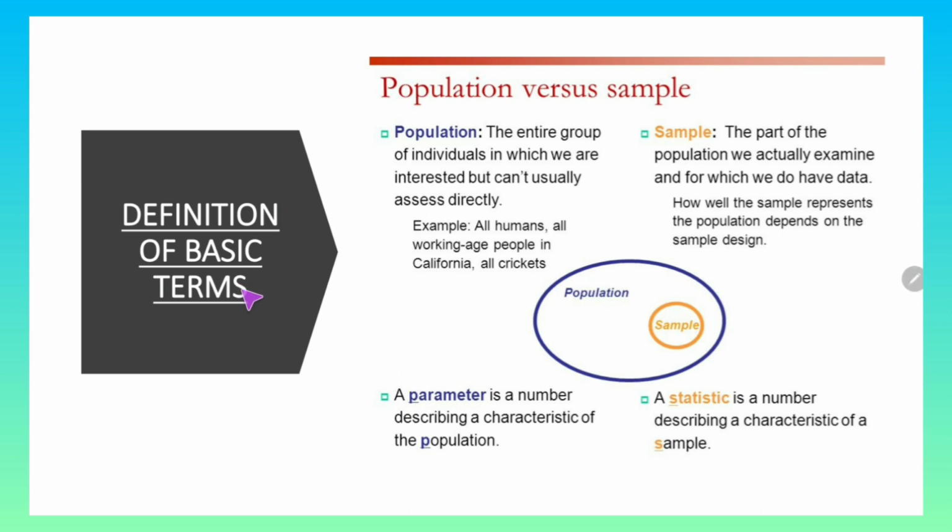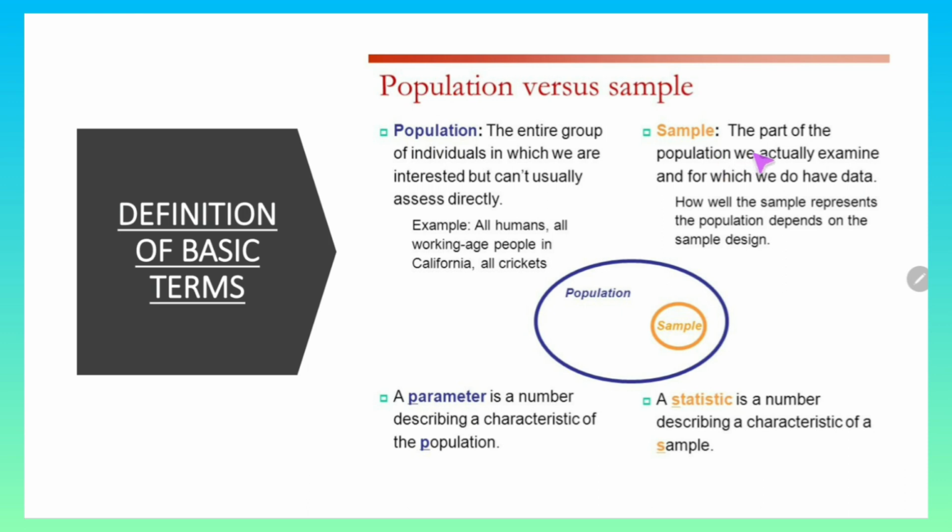Okay, let's look at the definition of basic terms. We have here population, sample, parameter, statistics. Firstly is population. Population is the entire group of individuals in which we are interested but can't usually access directly. Sample. Sample is the part of the population we actually examine and for which we do have data. You should take note that sample is a subset of population.